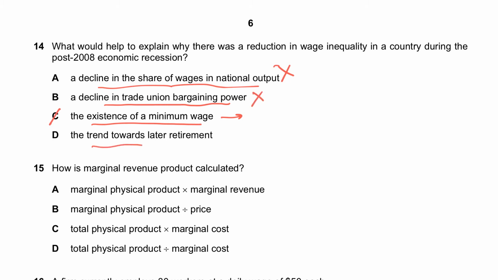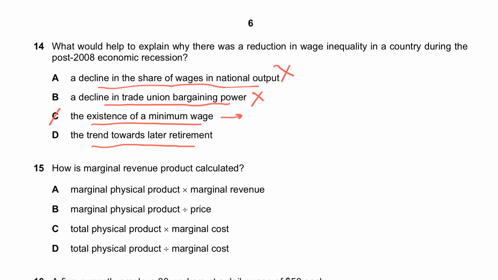And the trend towards later retirement means people are retiring later, which means that probably at retirement your salary is going to be much higher, so that doesn't really make sense in terms of poor people becoming well off. So we need to choose an answer choice where poor people are becoming better off, and C makes the most sense, which is the existence of minimum wage.